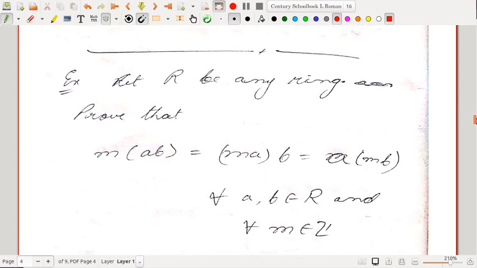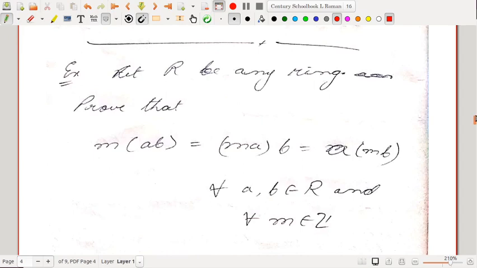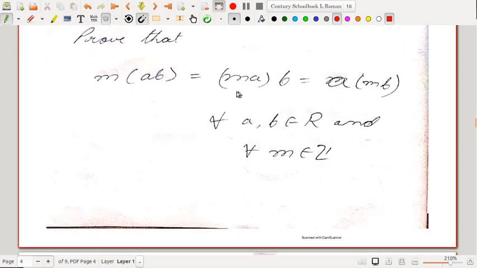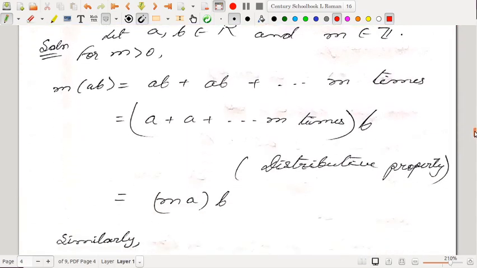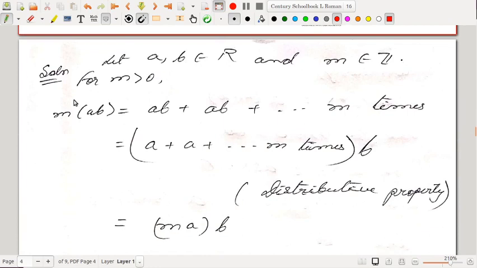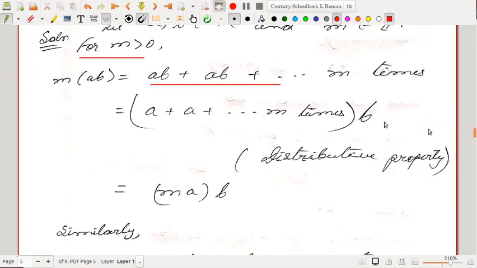Now a similar result: let R be any ring, prove that m times AB is equal to ma into b equal to a into mb. That means this integer can be placed anywhere in the product. So it's a similar proof. Let a, b belong to R and m belong to Z. So for m greater than 0, we have m AB is AB plus this repeated m times. If you apply the distributive property here, taking b common, you will get a plus a repeated m times multiplied with b. This is the distributive property.